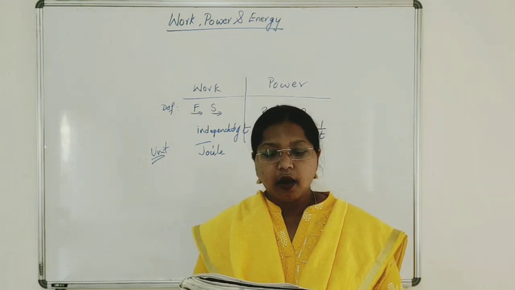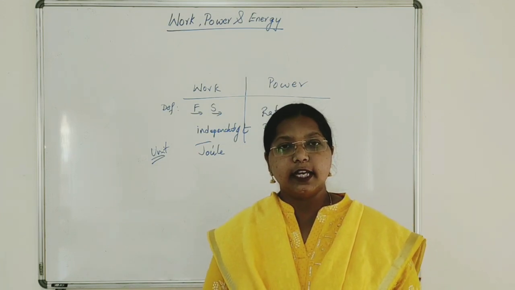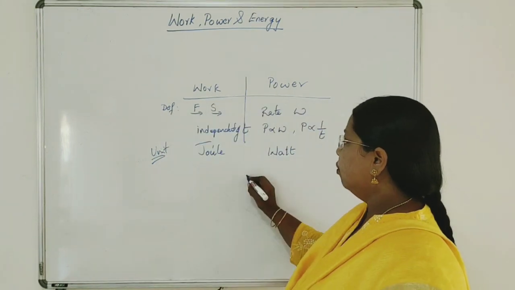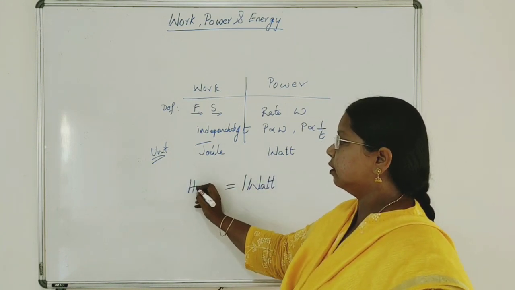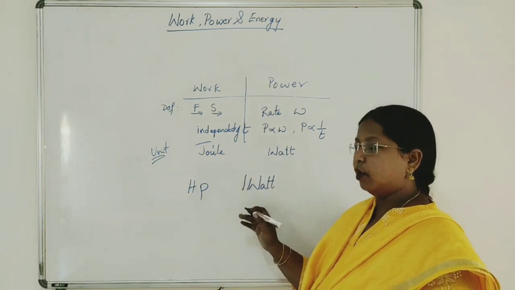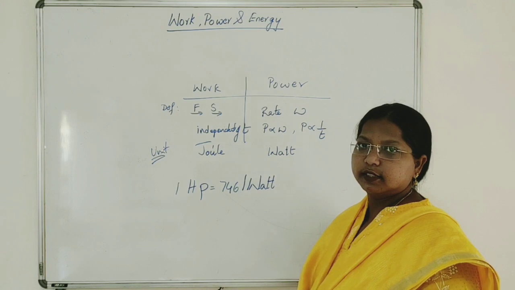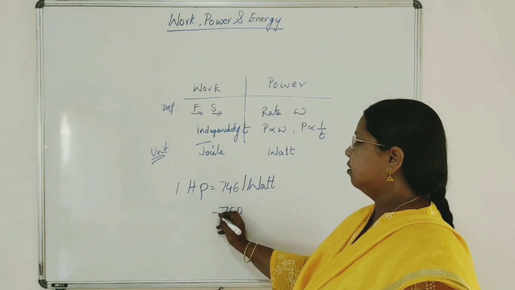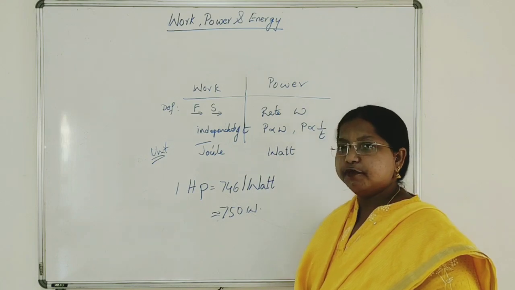And they asked you in 2018, how is the unit horsepower related to SI unit of power? Horsepower and SI unit of power means 1 watt. They are asking you this relation between horsepower and watt. 1 horsepower is equal to 746 watts, or we will make it approximately 750 watt. So 1 horsepower is equal to 750 watt.